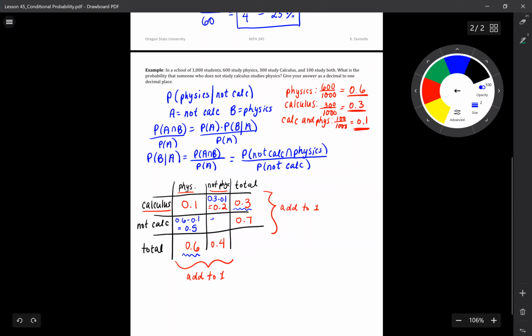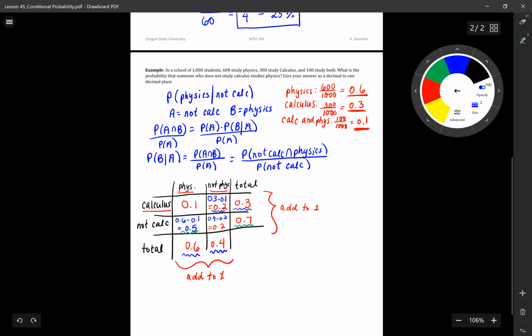So we only have one slot left, and we can do this a couple of different ways. I know that in here, my total has to add to 0.4, and here I have 0.2. So this could be thought of as 0.4 minus 0.2, which is equal to 0.2. We could have also done this as 0.7 minus 0.5. It would have given us the same thing.